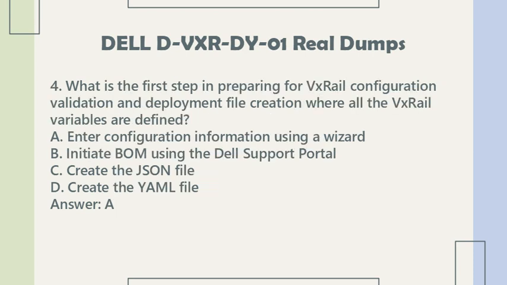4. What is the first step in preparing for VxRail configuration validation and deployment file creation where all the VxRail variables are defined? A. Enter configuration information using a wizard. B. Initiate BOM using the Dell support portal. C. Create the JSON file. D. Create the YAML file. Answer: A.